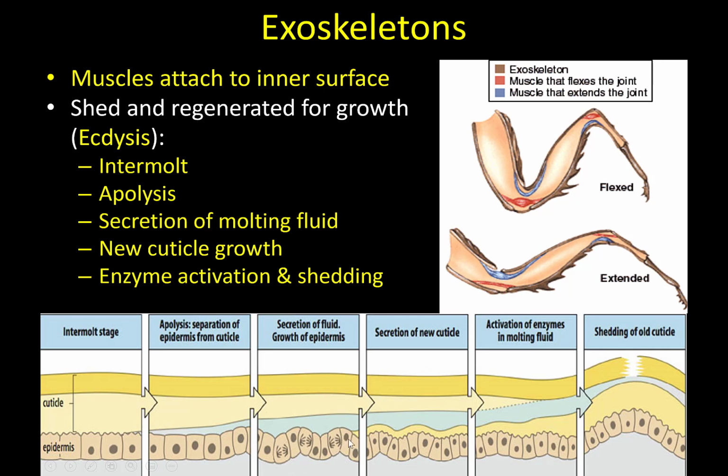Now, once the epidermis has reached its final size, it starts to secrete a new layer of cuticle. That's the new cuticle growth. The cuticle has to reach a sufficient thickness before the old cuticle can be shed and the new cuticle can be exposed to the outside world. If the new cuticle is too thin, it won't be strong enough to support the animal's body.